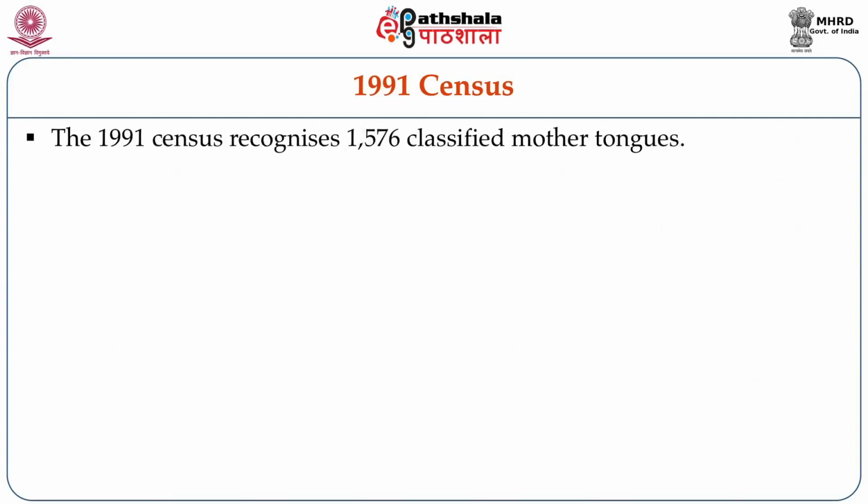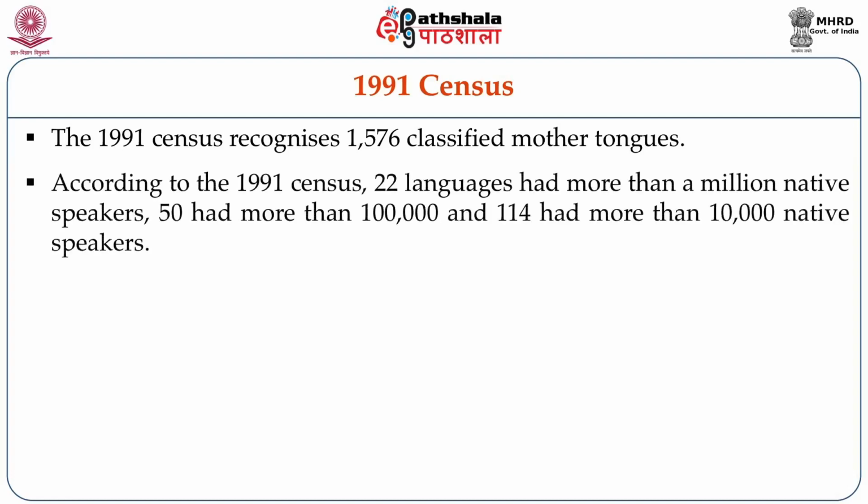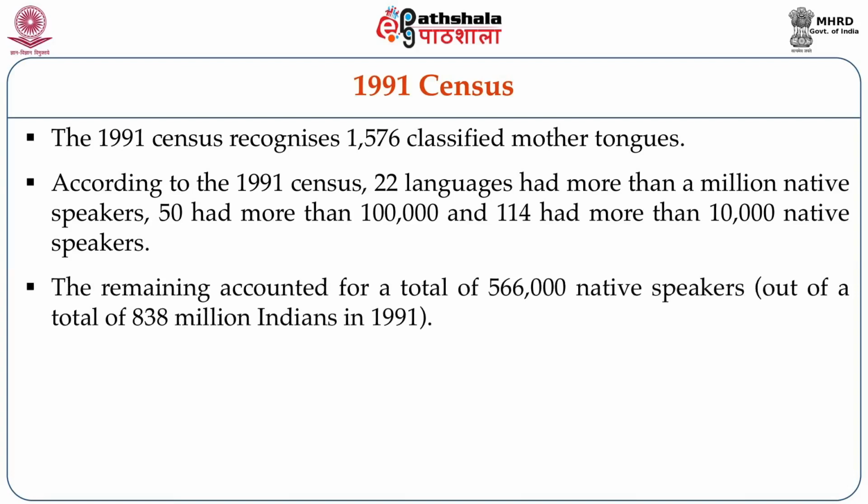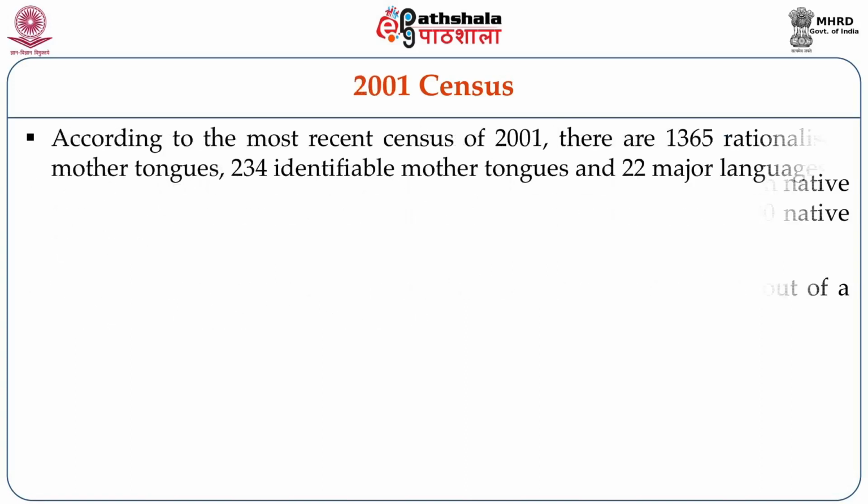We move to the 1991 census. The 1991 census recognizes 1,576 classified mother tongues. According to the 1991 census, 22 languages had more than a million native speakers, 50 had more than 1 lakh speakers, and 114 had more than 10,000 native speakers. The remaining accounted for a total of 5,66,000 native speakers out of a total of 838 million Indians in 1991.